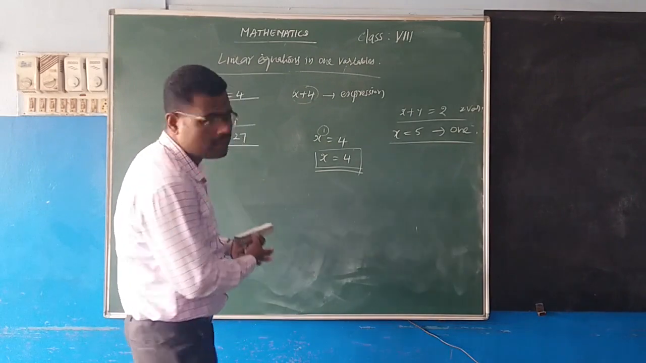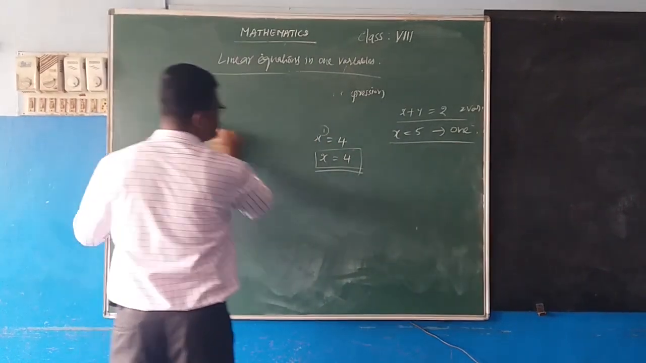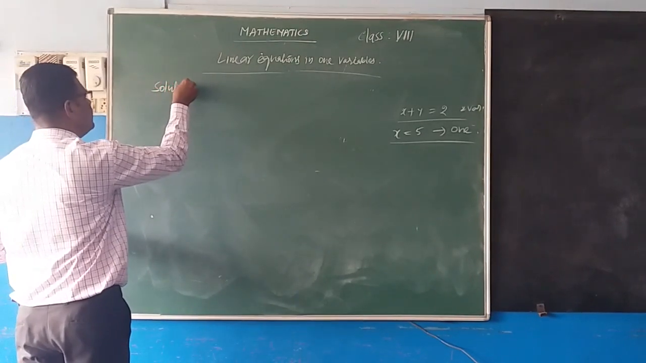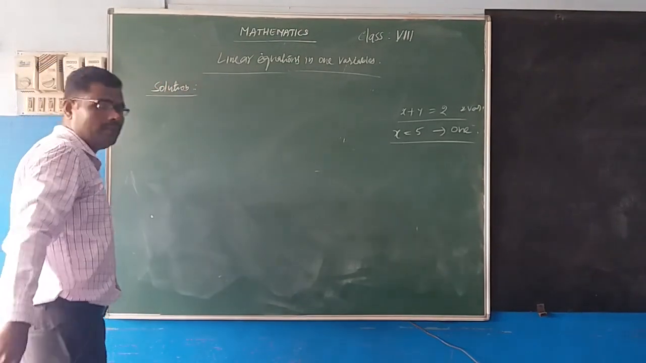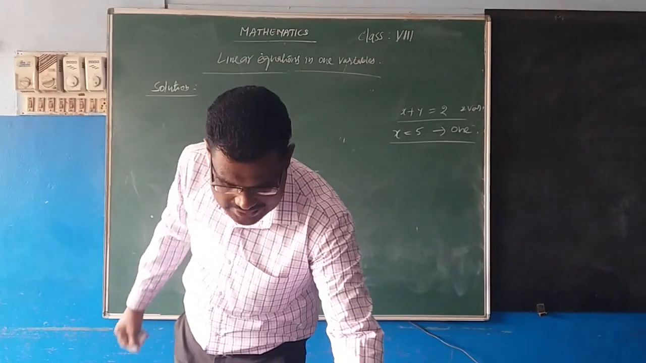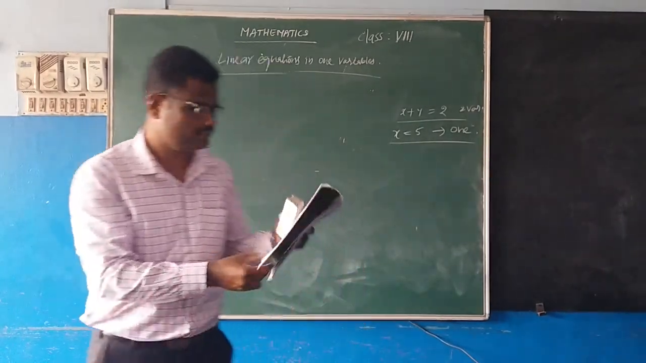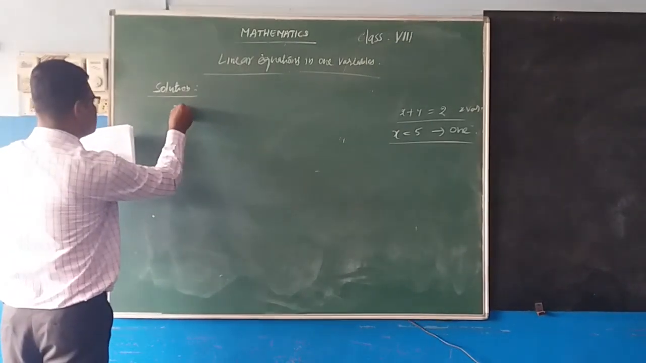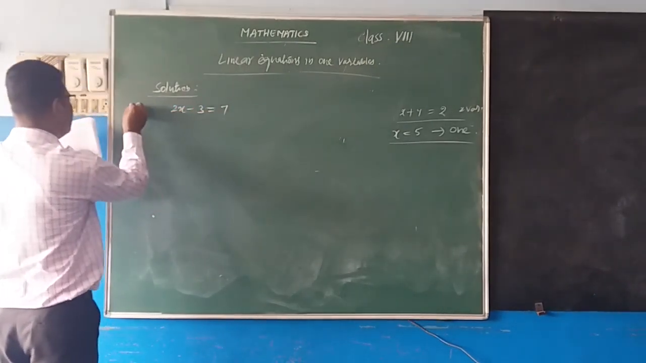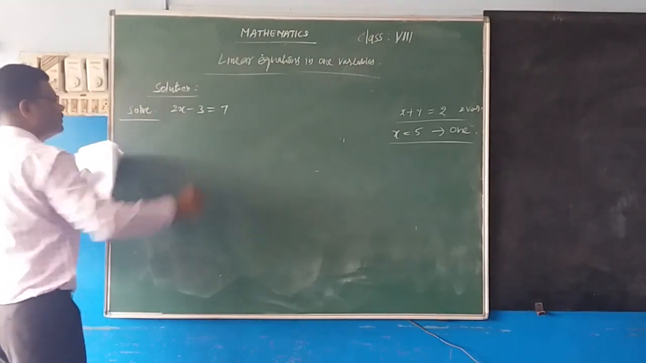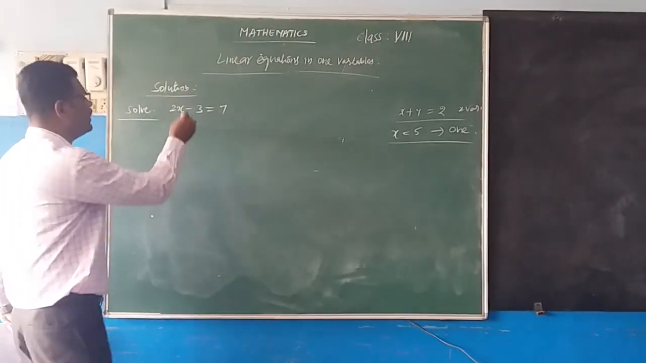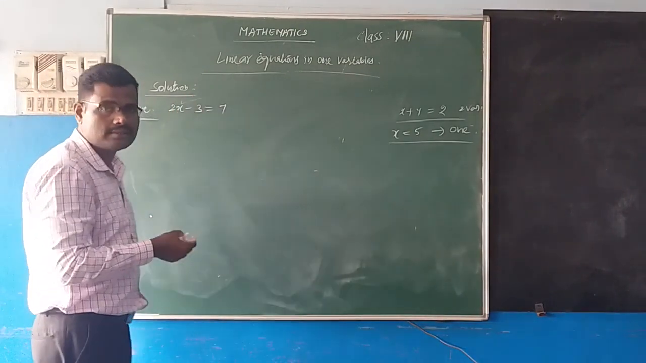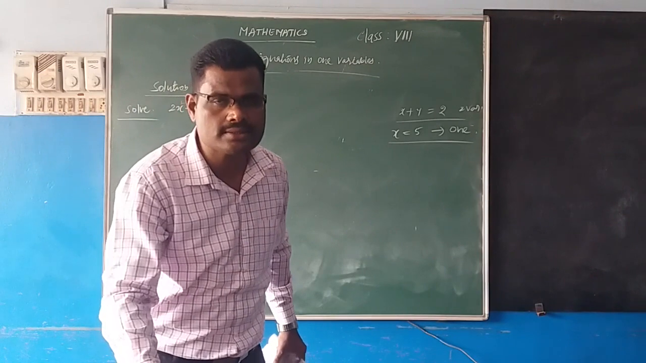So what is the meaning of solution of linear equations? Solution means finding the value of the variable. So let's see the first one. 2x minus 3 is equal to 7. Suppose the question is solve. What is the meaning of solve? Solve means to find the value of x here. How can we find the value of x? Using different methods, isn't it?